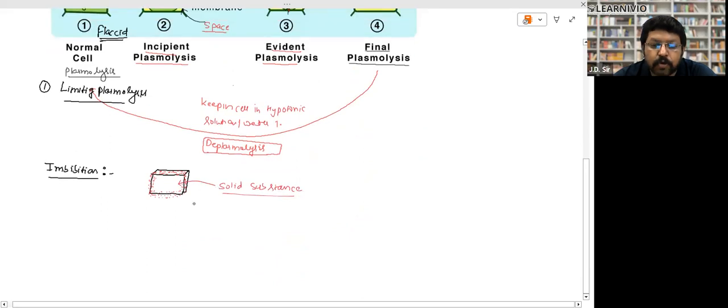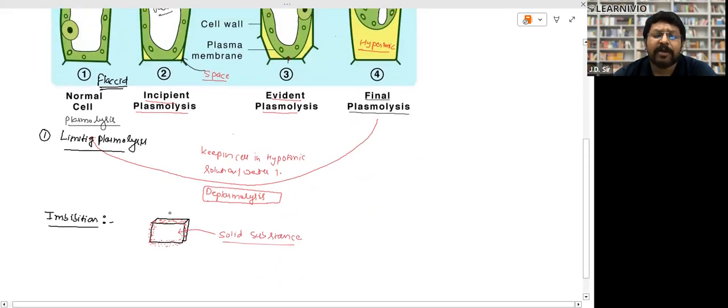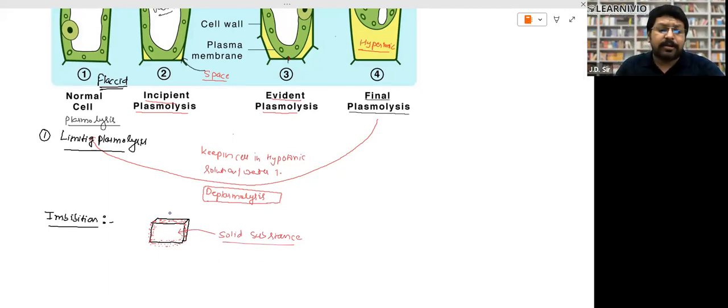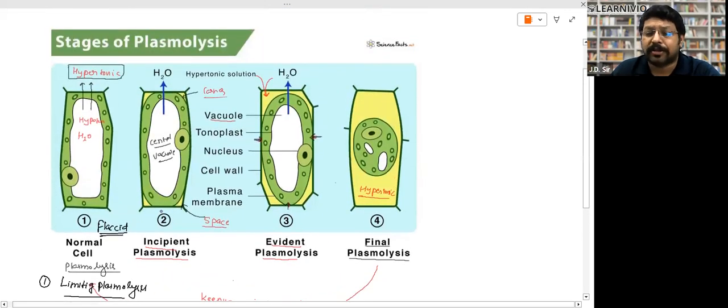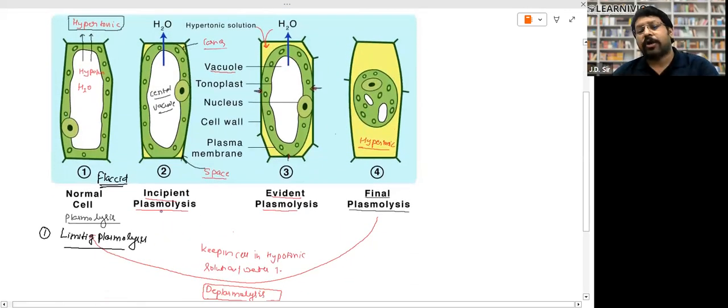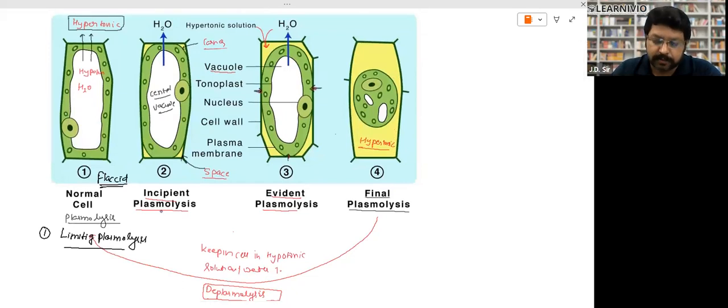What is imbibition? When any solid substance absorbs water or any solvent, that is called imbibition, right? For example, we have a gram seed, right? And we soak the seed overnight in water. What will happen in the morning? This solid seed will absorb the water. That is called imbibition. When any solid surface absorbs water, this is called imbibition. Is that clear?